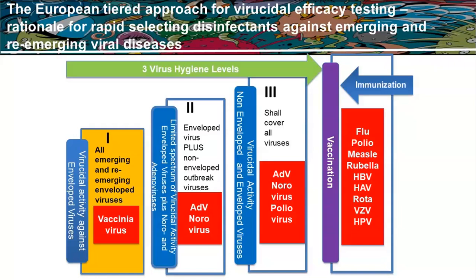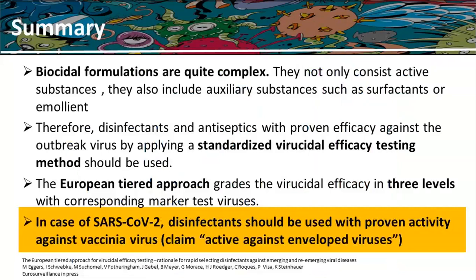And of course, you also need immunization to control the spread of virus diseases. That is really key. Next slide. So I also want to stress that biocidal formulations are quite complex, and you need to test the whole formulation, not only the active substance, because substances such as surfactants or the emollients, that are for a better feeling of the hand, can affect the disinfectants. Some disinfectants perform better, some perform worse. So we always have to test the biocidal formulation and not the active ingredient alone.